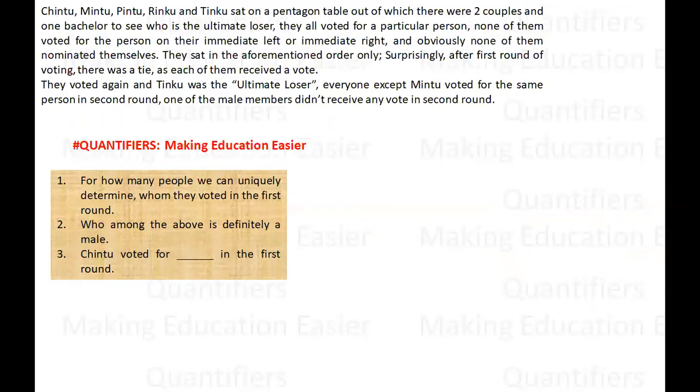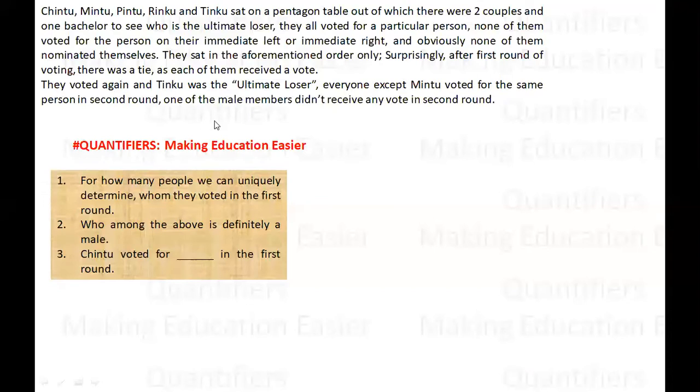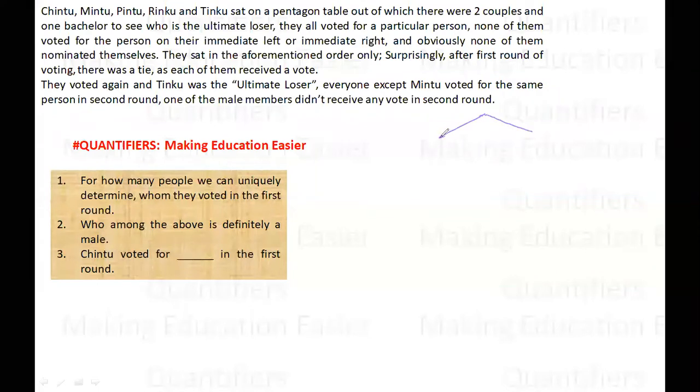So if we represent them by a diagram, it's very convenient. Chintu, Mintu, Pinku, Rinku and Tinku. So this is how they will be represented in a diagram. Now, there are two rounds, round 1 and round 2. So in the first round, who can vote whom? Let's try to find out the possibilities.